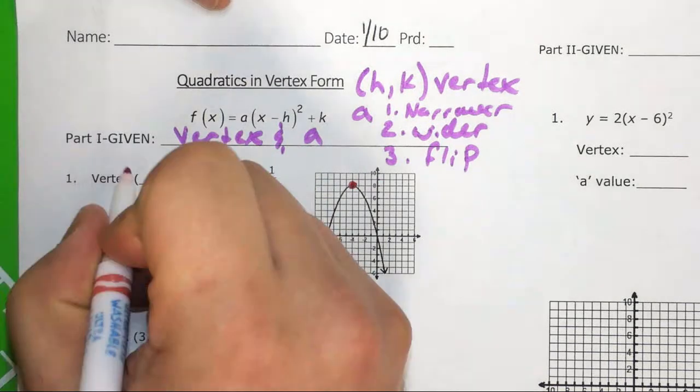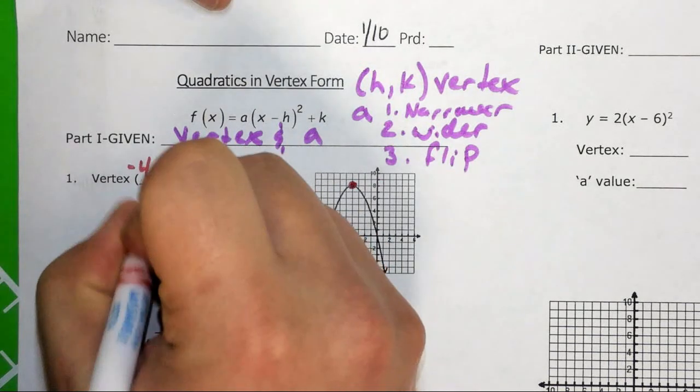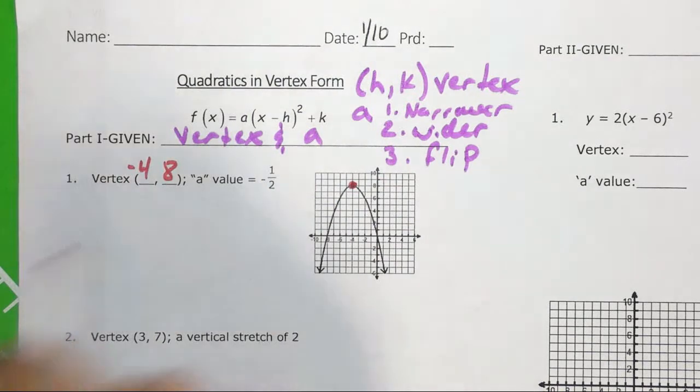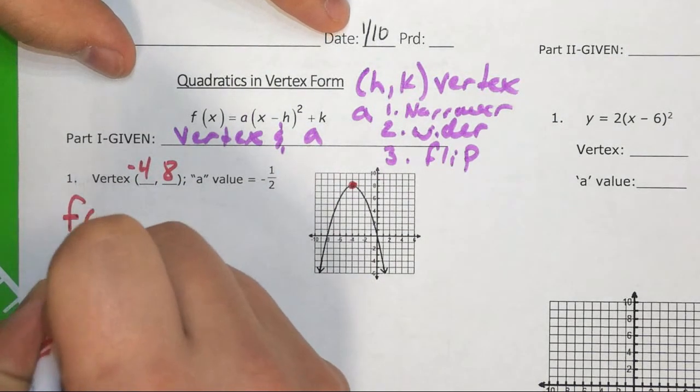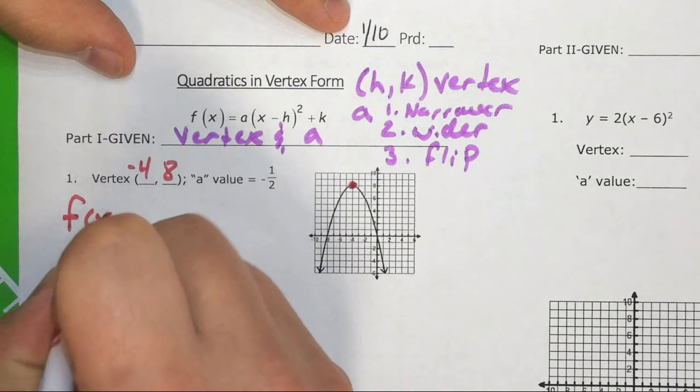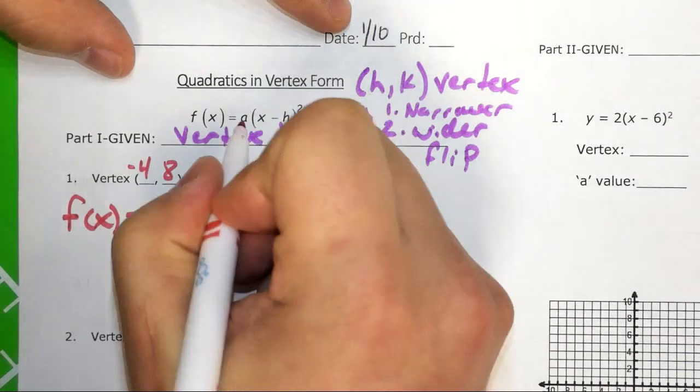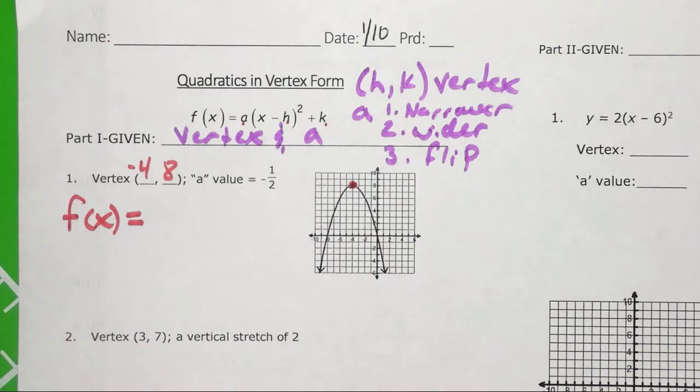So there's our vertex. Now to write the actual equation, we're going to rewrite this equation up here. We know three pieces: we know a, we know h, and we know k. So we're going to plug all three of those pieces in.